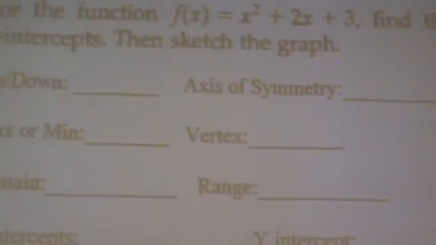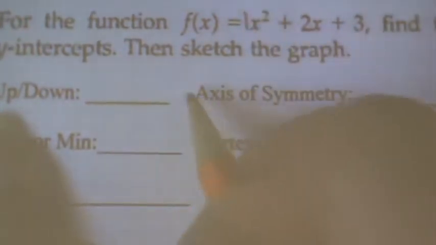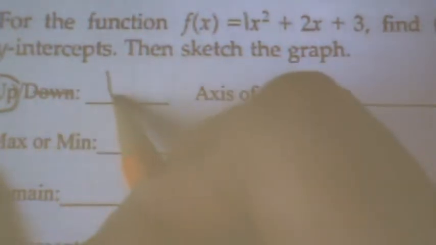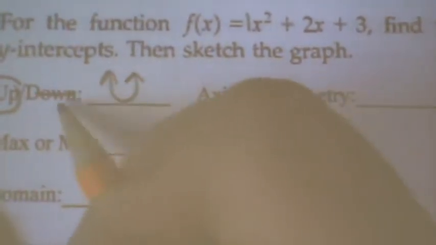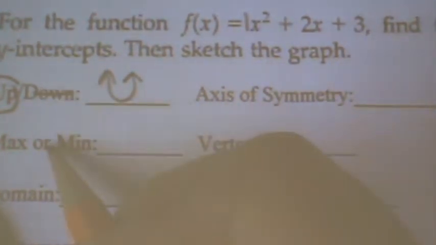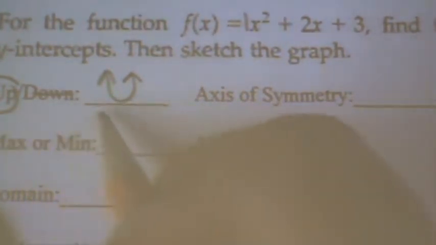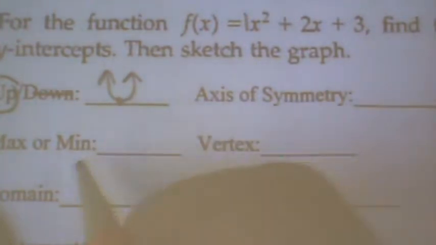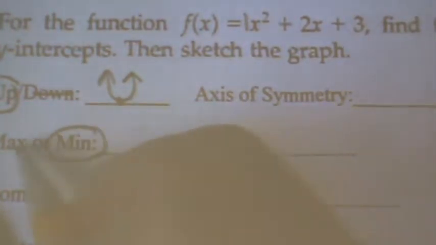What do we know about this? What is the A value? I don't see it. It's an understood 1. So this is going up. If it's going up, these are kind of tied together. Although they're asking you different questions, they go together. If it's up, our vertex is going to be a minimum value.